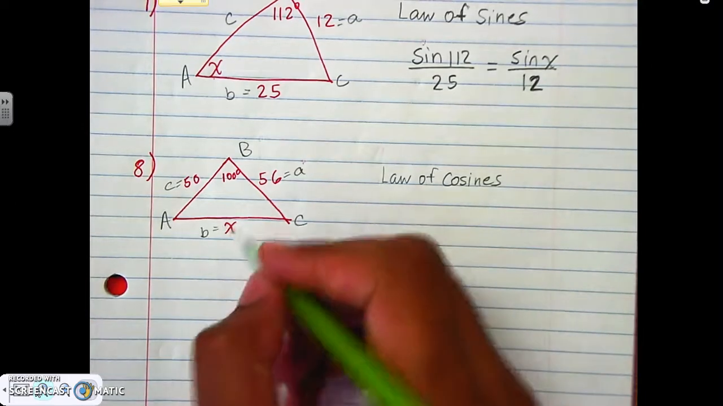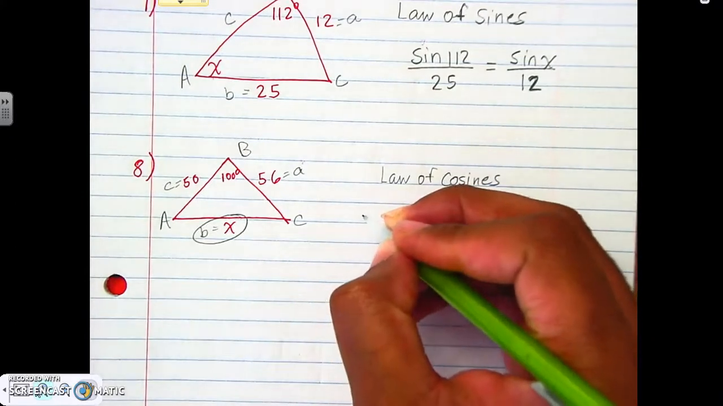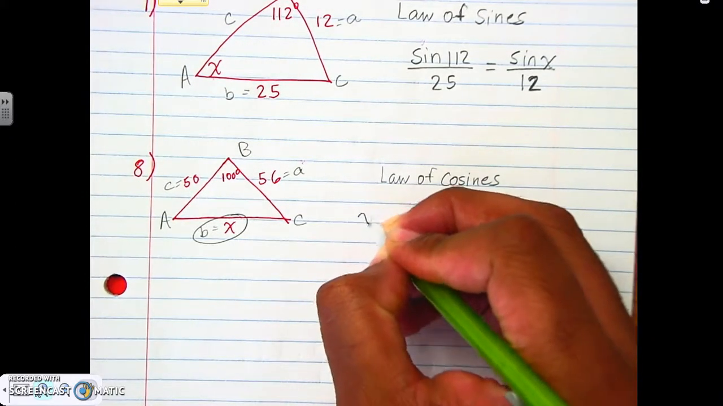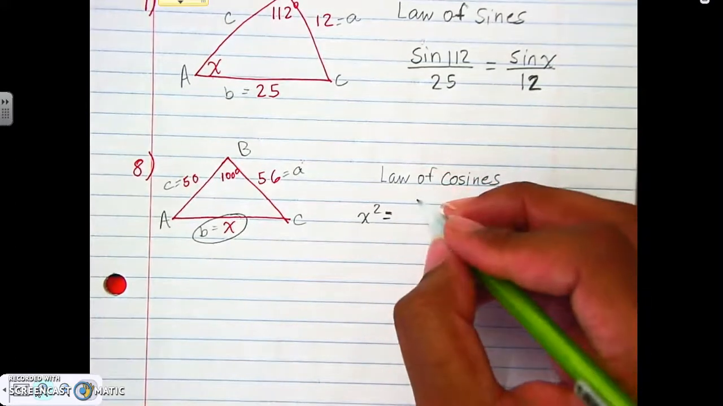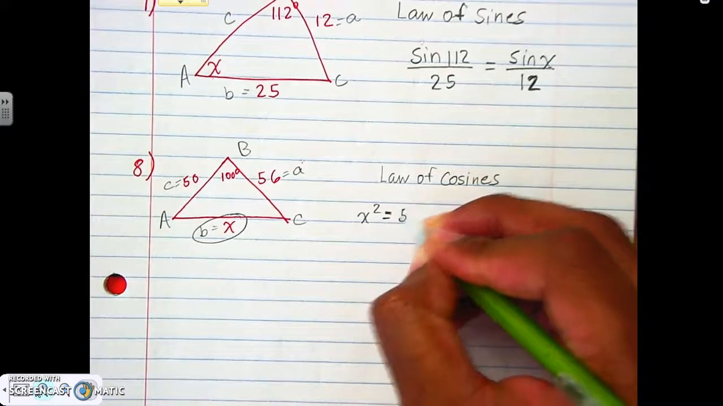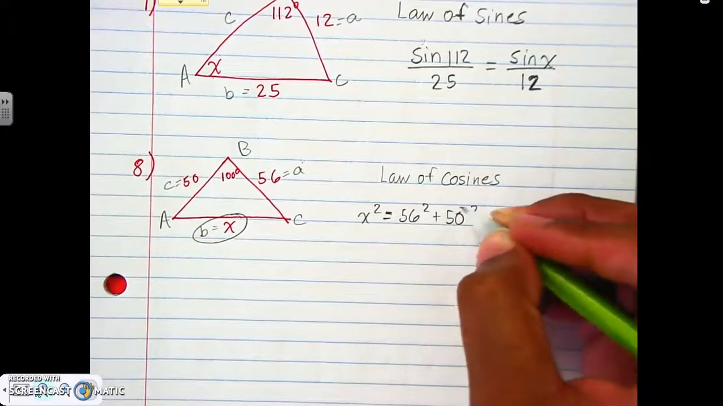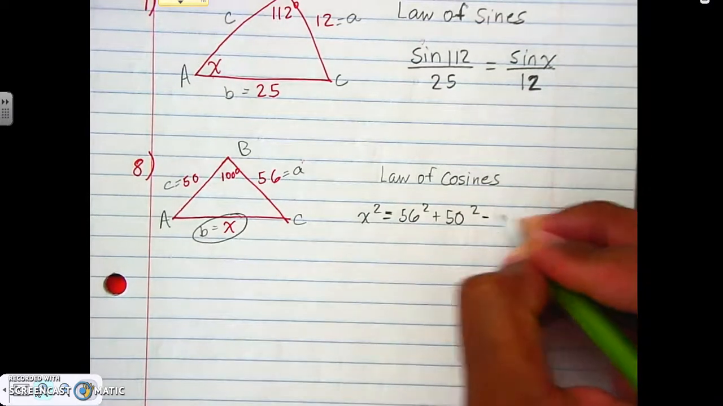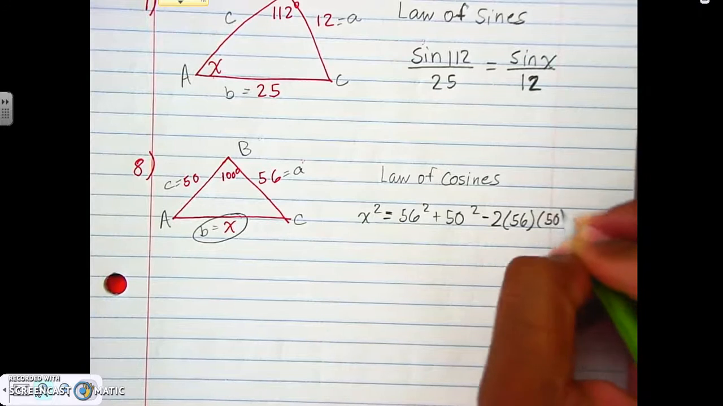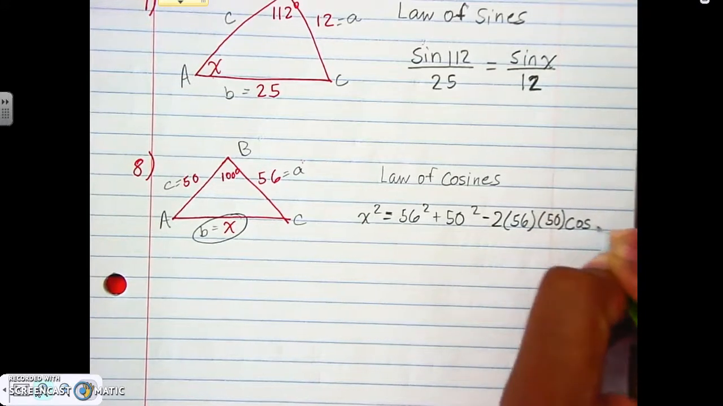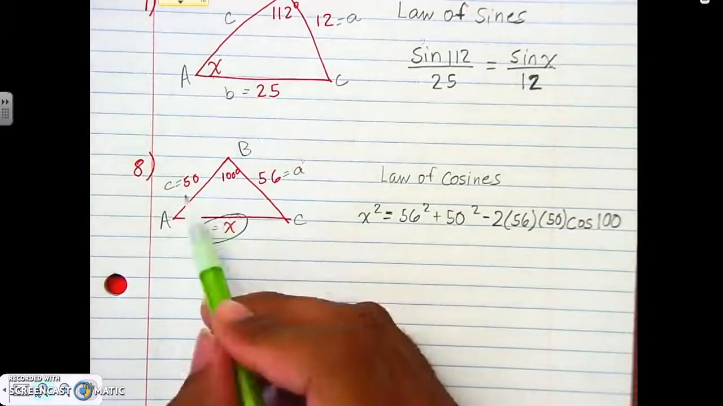Alright, so we're looking for this side. We can say that's either x or b. And we're going to fill in all the other stuff using the law of cosines. So we're going to use 56 squared plus 50 squared. It doesn't matter which order you put that in. Minus 2 times 56 times 50, and again, it doesn't matter what order, as long as you put them both there. And then we do cosine 100. So they gave us an angle and two sides.